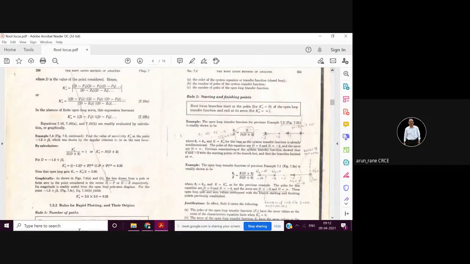Here now, I'll give an example for rule number one. This is the characteristic equation, d and d plus 3. So this is a quadratic equation, correct? That means there will be two roots. Quadratic equation means there will be two branches. One is this and another is this.